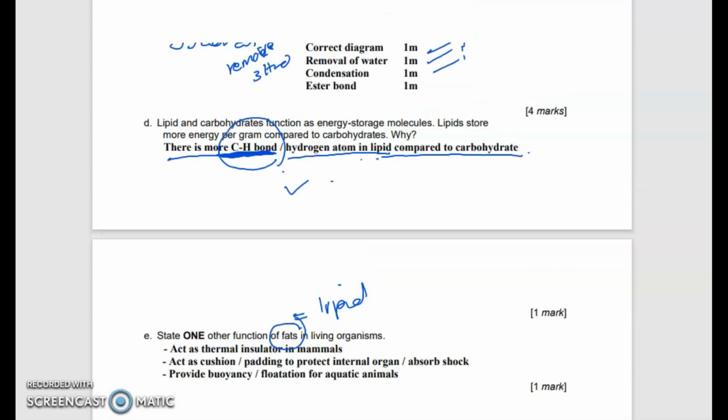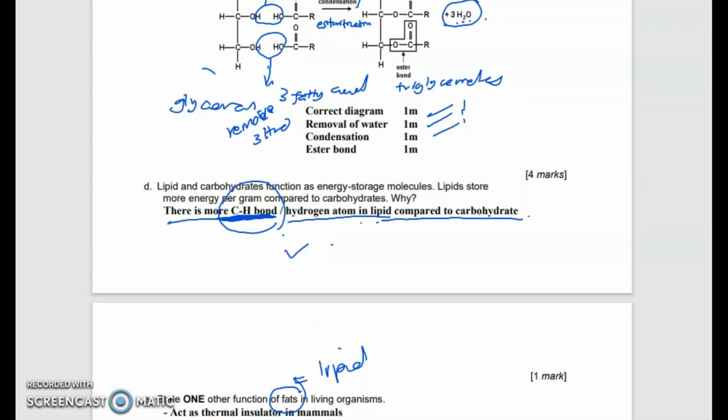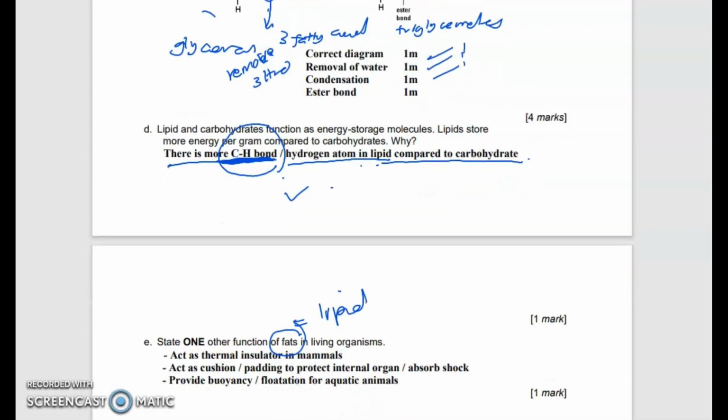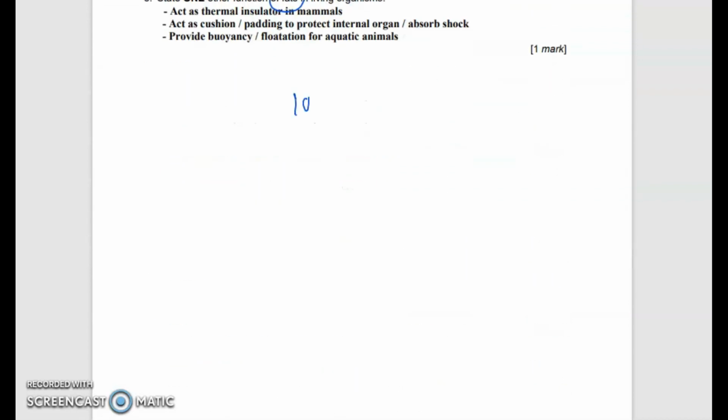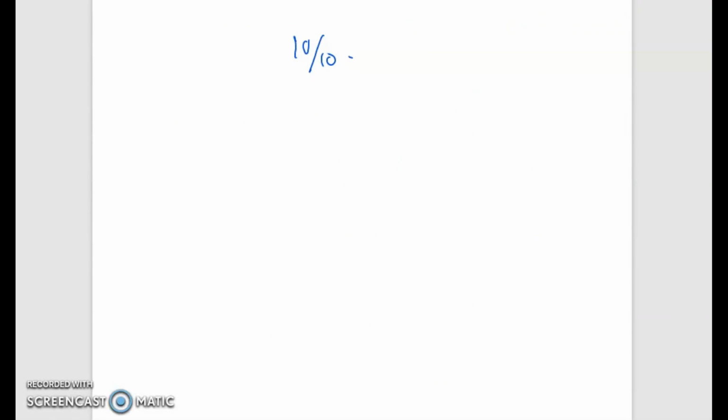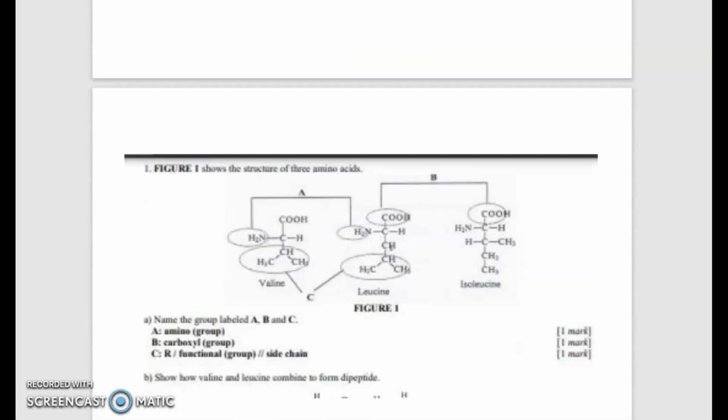Kenapa dia kata one other function? Boleh ke nak kata energy storage? Tak boleh sebab dia dah bagi di sini. Dia dah kata dah function energy storage, kita tak terima. Sebab apa? Dah dinyatakan di atas. Okay, harap kamu faham. So the total marks for this also 10/10, kalau kamu betul semua lah.